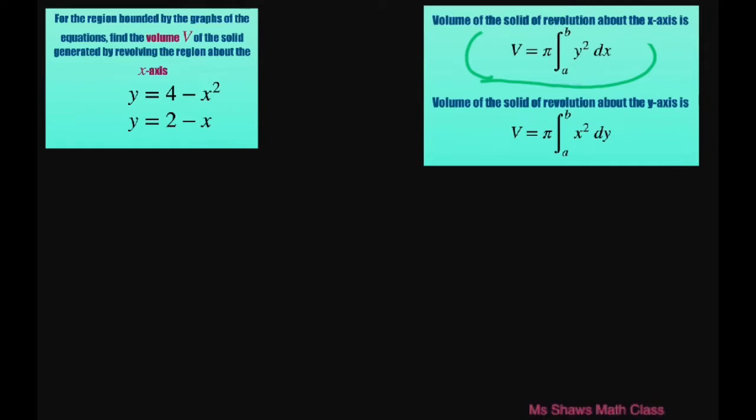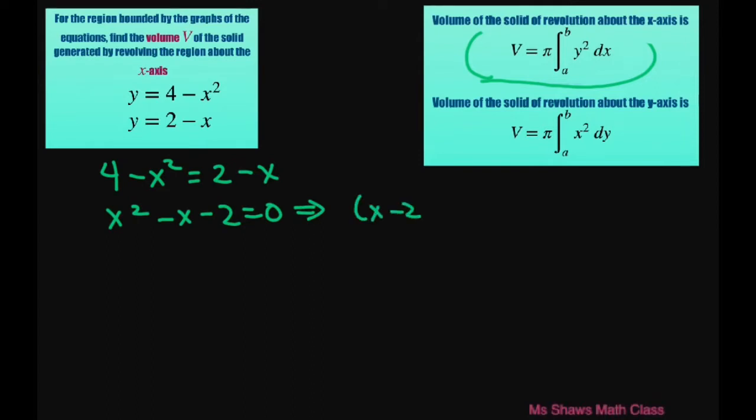So what we need to do is find our upper and lower limits, and we can do that by setting each equation equal to each other and finding the intersection points. If we set 4 minus x squared equals 2 minus x, we get x squared minus x minus 2 equals 0. Therefore, x minus 2 times x plus 1 equals 0. So the intersection points happen at x equals 2 or x equals negative 1.